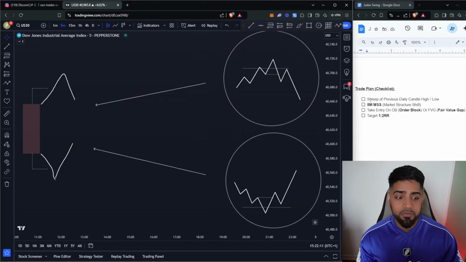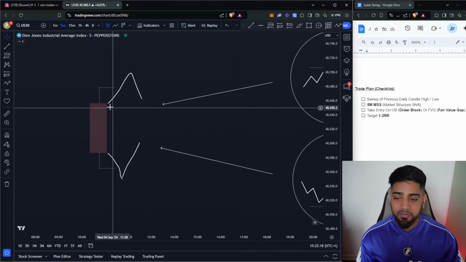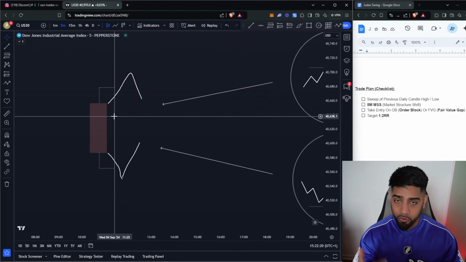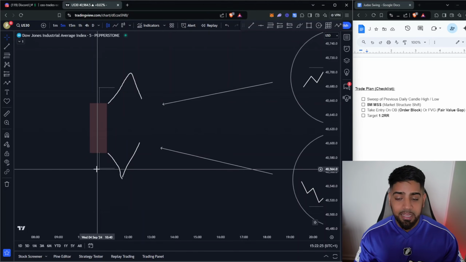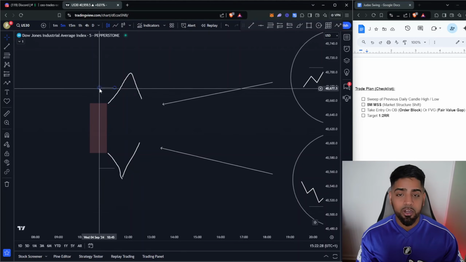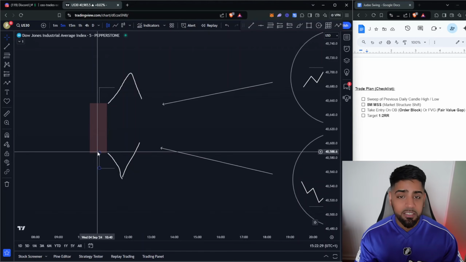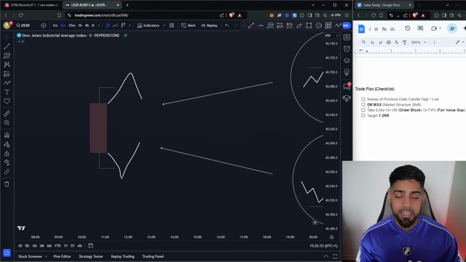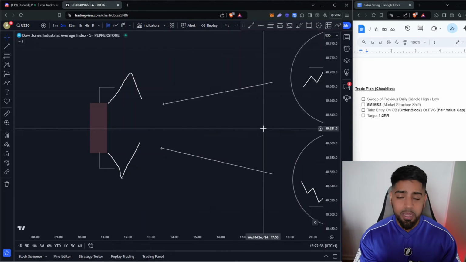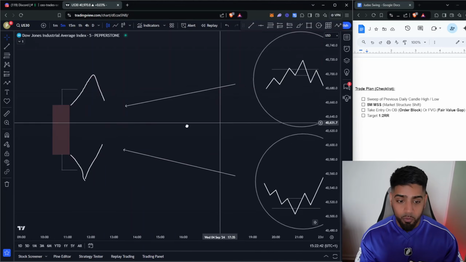So first of all, we're waiting for a sweep of the previous daily candle high or low. So the first thing you're going to do when you come onto your charts is identify yesterday's daily candle on the daily time frame, and you're going to simply mark out the high of the candle and the low of the candle. Now, if there's a wick, you're going to mark out the top and the bottom of the wick. If there's no wicks, you're simply going to identify the bodies. So once we've done that, we're then going to wait for a sweep of the daily high or the low. Now, only one of them will get swept first, so we're waiting for either one.